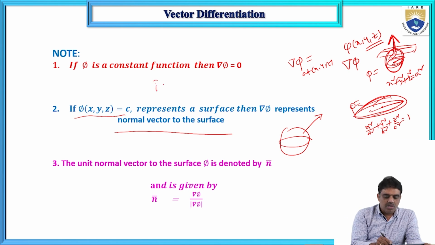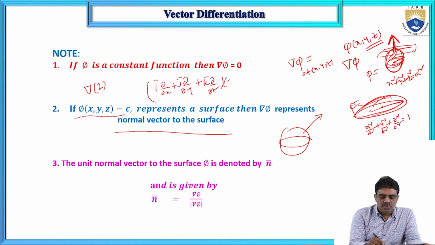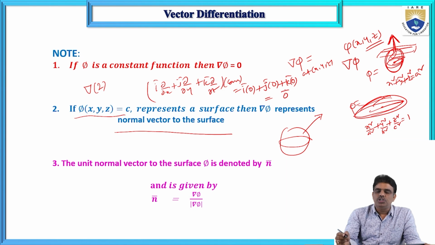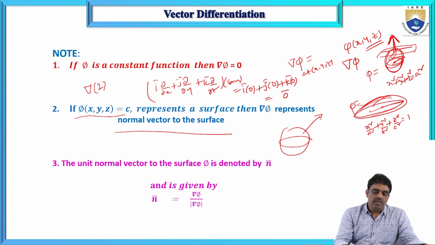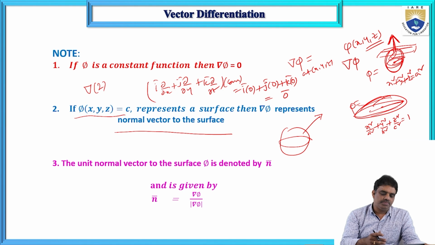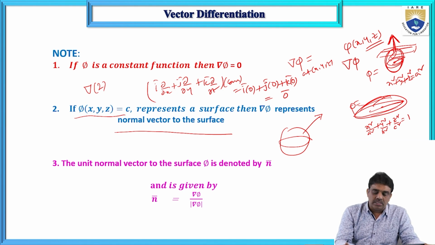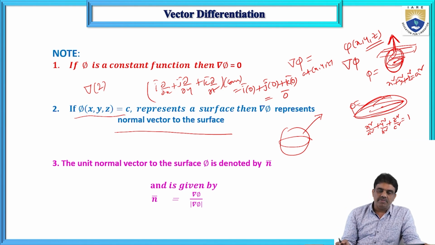Suppose we want to find del phi where phi is equal to a constant, then i bar ∂/∂x plus j bar ∂/∂y plus k bar ∂/∂z of the constant. So i bar into ∂/∂x of constant is 0, plus j bar into ∂/∂y of constant is 0, plus k bar into ∂/∂z of constant is 0. So this is equal to 0 bar. If you operate the del operator on a constant function, the resultant will be 0 bar.